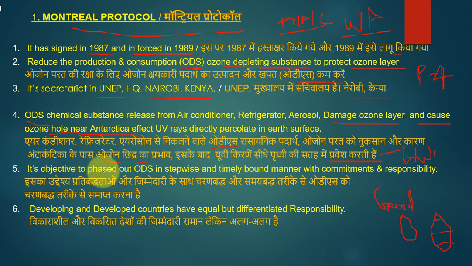Its objective is to phase out ODS in a stepwise and time-bound manner with commitment and responsibility. So friend, here is the catch. What is the Montreal Protocol? The first point is to focus on how to eliminate or control ODS. Second, when it was signed: in 1987. And how does the protocol, how does the agreement work? It works in a stepwise manner, time bound, with commitment and responsibility of all the member countries.